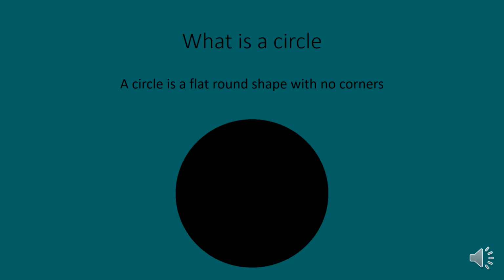What is a circle? A circle is a flat round shape with no corners. So for example, this. You see how it doesn't have any edges like a square or any diagonal lines like a parallelogram? That's just what a circle is, just flat and round.